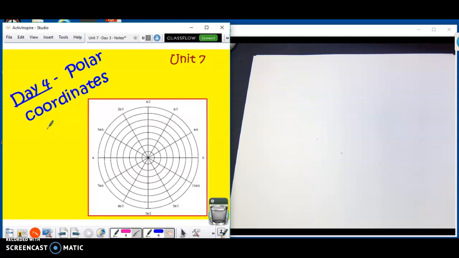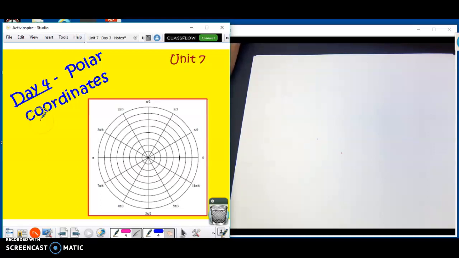So this unit just consists of a couple different things. We started out with vectors, and then we worked on parametric equations. Now we're going to switch over to polar coordinates. Things are going to kind of coincide a little bit, but we're shifting gears.